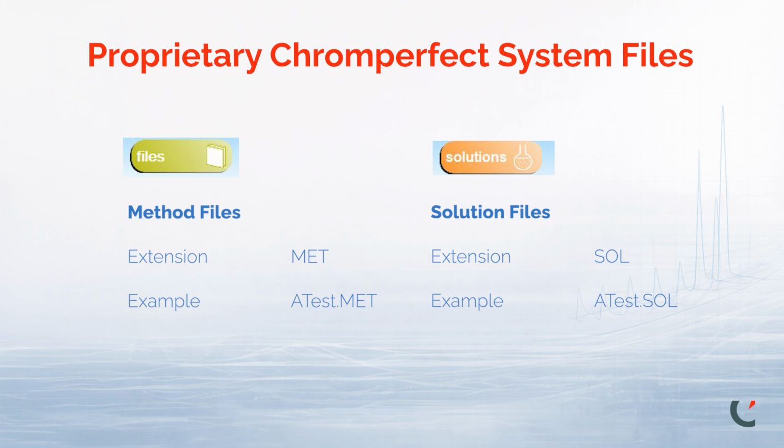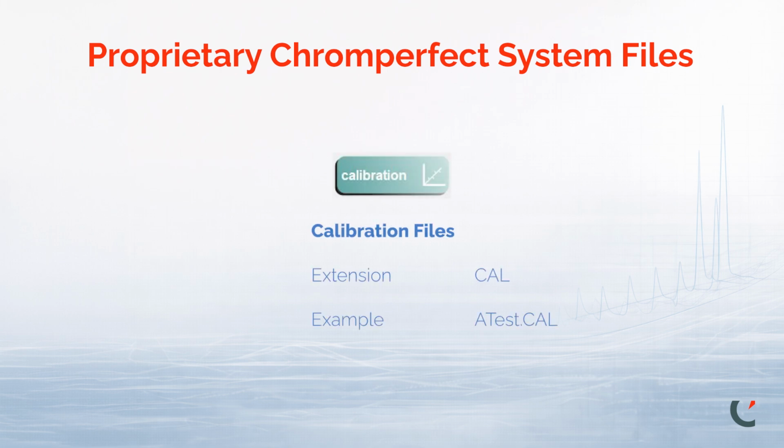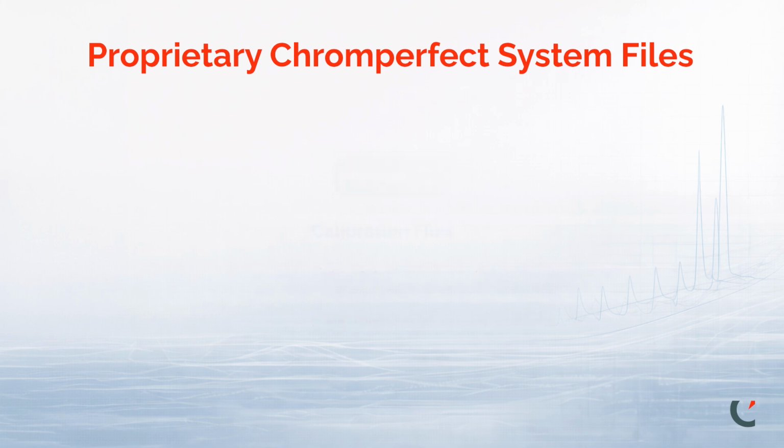Again, the differences between method files and solution files can seem confusing at first. For this reason, we cover these differences in a later chapter. The calibration file, identified by the .cal extension, defines component identities, retention time windows, and quantitation rules. It is referenced by the method file and converts peak areas into calculated values.